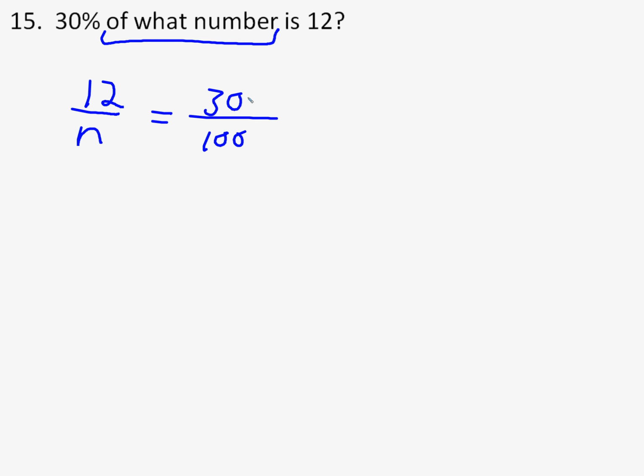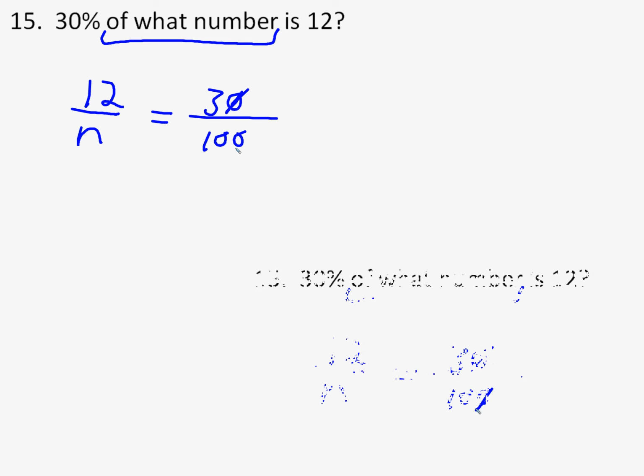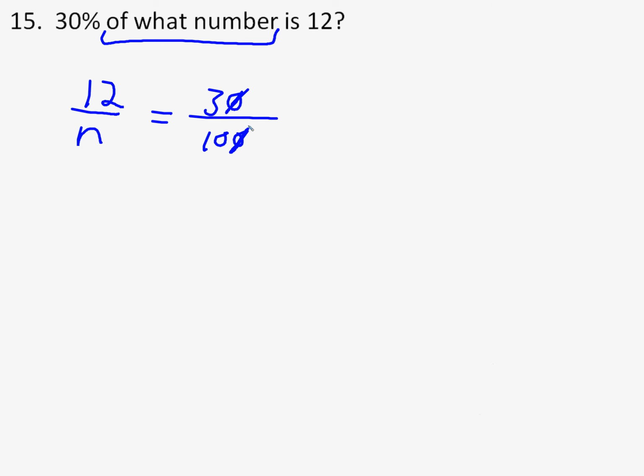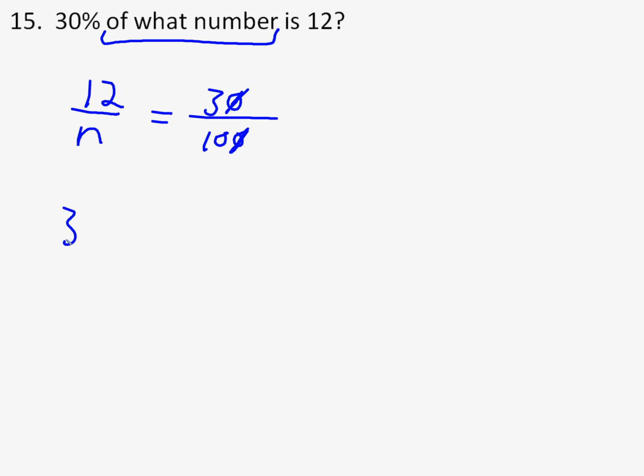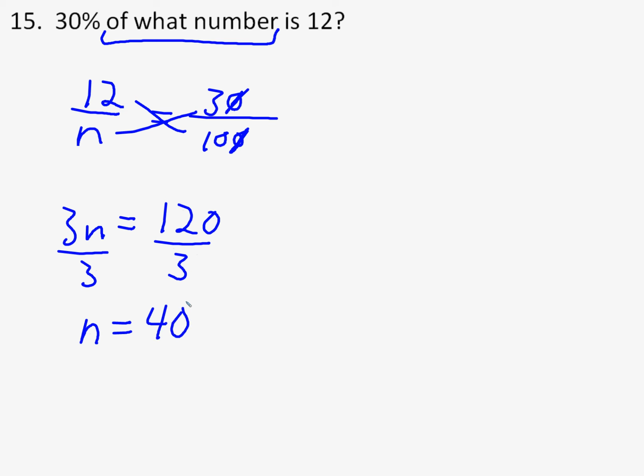We can reduce over here, reduce by 10. And then we could cross multiply and solve. So we get 3n, so that's cross multiplying, equals 120. Dividing both sides by 3, you get 40 when you do that division. So the whole is 40.